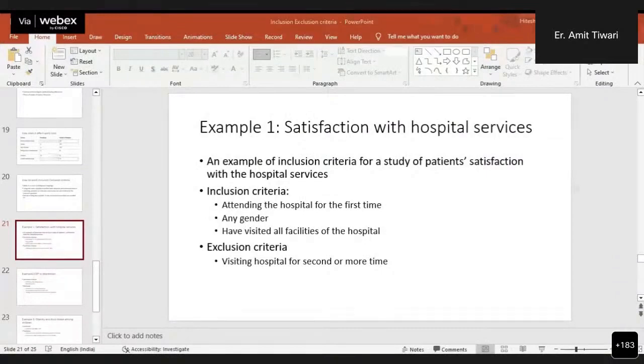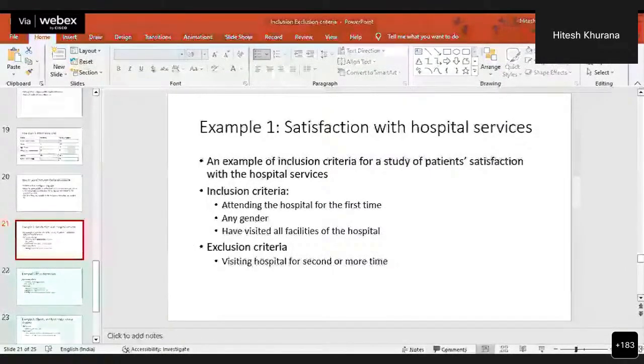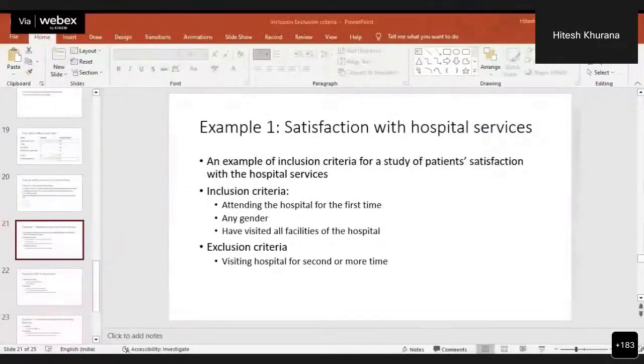How can every facility? Yes, somebody has asked a question in the chat. How every facility? This is a really very strict criteria. Every facility, to a lay person, means that the person has visited the parking area also, the canteen also, the dispensing area also, OT also, and emergency also. How is it possible in just the first visit? So this criteria is really very strict, and we should not have this kind of criteria at all.